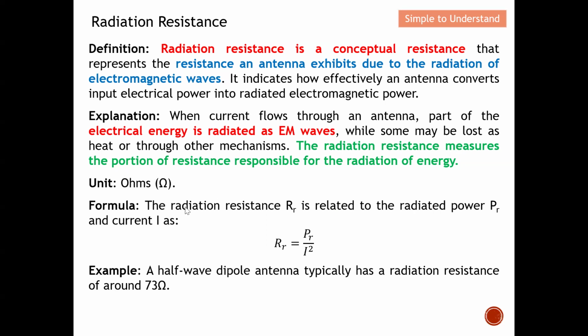How do we calculate the radiation resistance? The formula is shown here: the power that is radiated divided by I squared. So in short, you can see that the radiation resistance is proportional to the radiated power. The higher the resistance, the more power I will be able to radiate out, as you can see from this formula. A typical example: a half-wave dipole antenna has a radiation resistance of around 73 ohms. This gives you an indication of roughly what the radiation resistance value is for a half-wave dipole antenna.